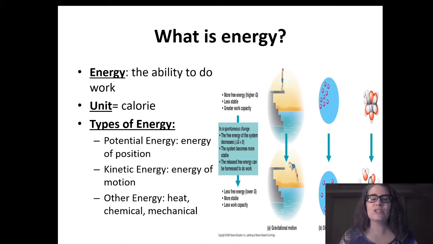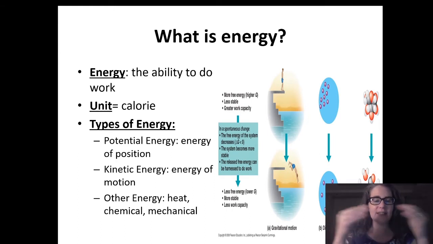The international unit of energy is a calorie, and there are all different kinds of energies in our world. There's potential energy, energy of position, kinetic energy, energy of motion. There's also heat and chemical energy in chemical bonds, mechanical energy. So lots of different kinds of energy inside of our world.